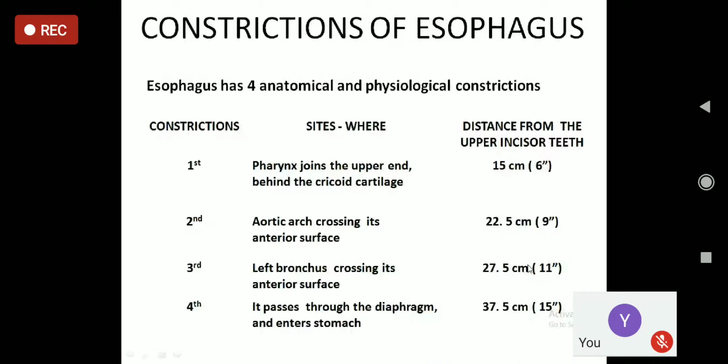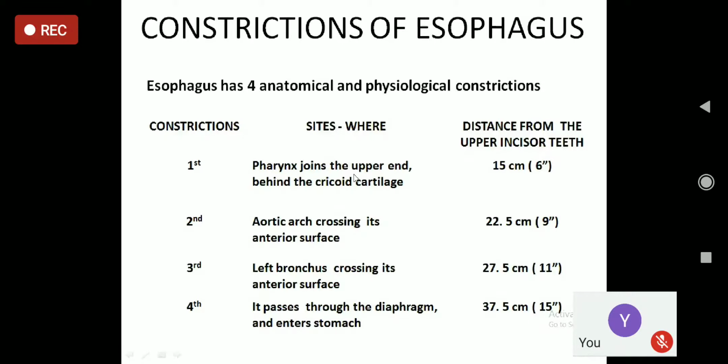The next thing we should know is the constrictions of the esophagus. There are normally four different sites of constriction. The esophagus has four anatomical and physiological constrictions. These are the normal sites of constriction, not the abdominal site. The first constriction is right at the beginning of the esophagus, where the pharynx joins the upper end of the esophagus behind the cricoid cartilage, at the commencement of the esophagus.